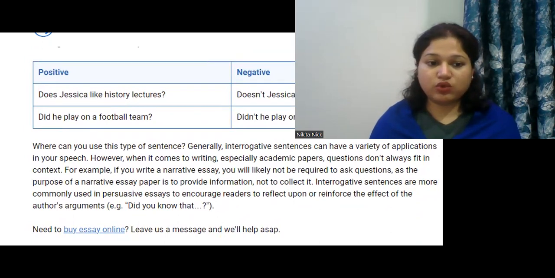Interrogative sentences are more commonly used in persuasive essays to encourage readers to reflect upon or reinforce the effect of the author's arguments. For example, did you know that I'm teaching you English? Okay. So like this. All right.